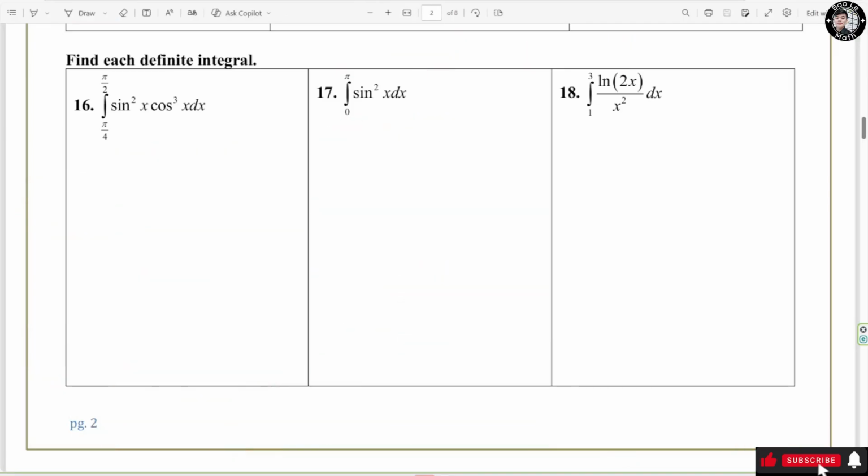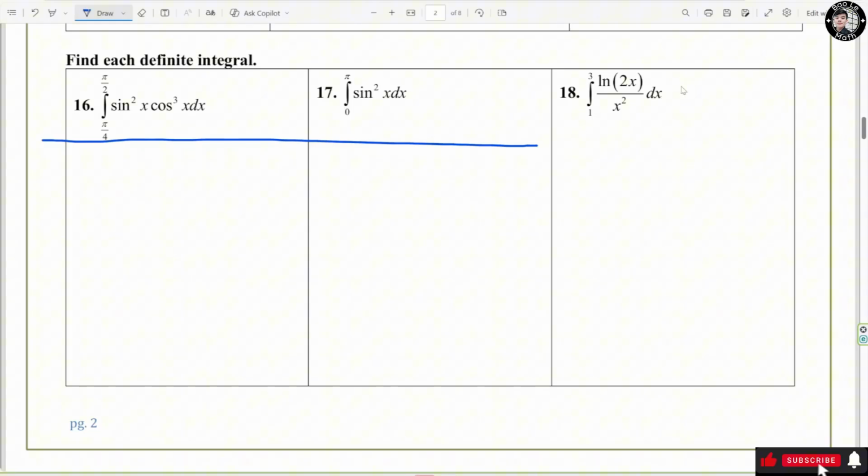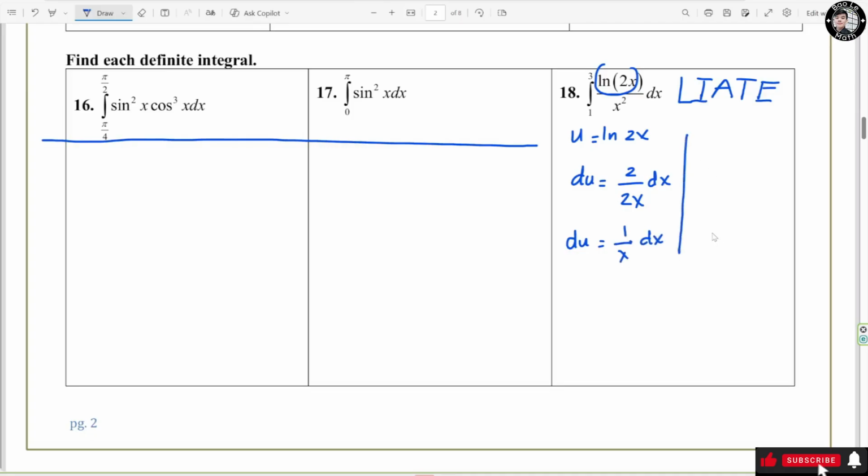Now let's move on to question 18. We're going to use the acronym LIATE. We're going to check the log, yes, the log right here. So we'll let u equal ln 2s, and then du equals 2 over 2s ds, or du equals 1 over s ds. Then dv should be the remaining one, which means 1 over s squared ds, so v equals negative 1 over s.